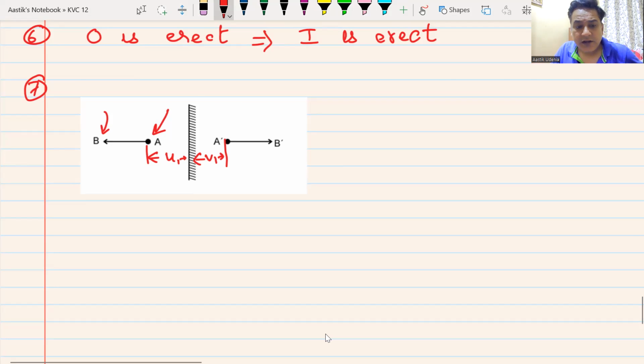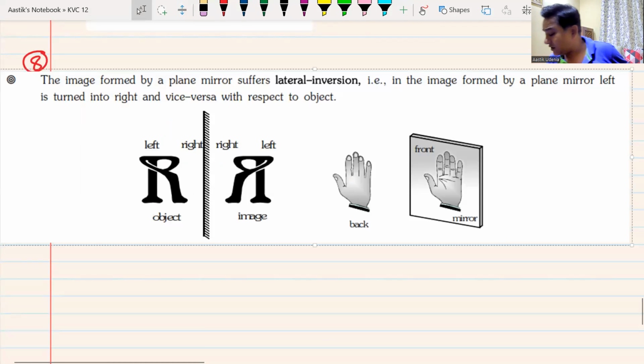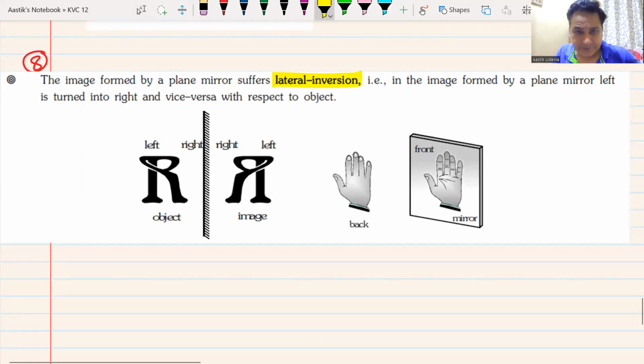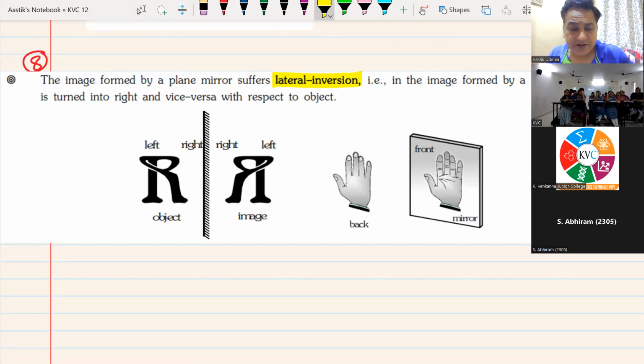Okay. Here comes the next point, and it can only be shown by a diagram, and that is why I have imported this diagram. We call it lateral inversion. Have you heard this term lateral inversion, beta? Anyone? If you write an R, and you look at the image of that R, it will look inverted, right? If you point your palm like this, in the image it will look reversed.